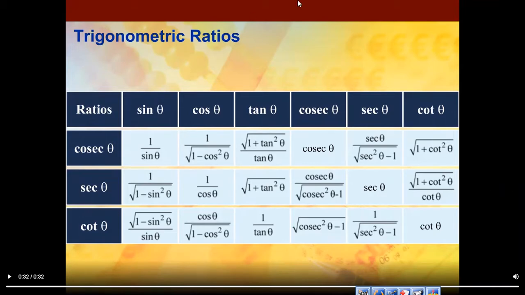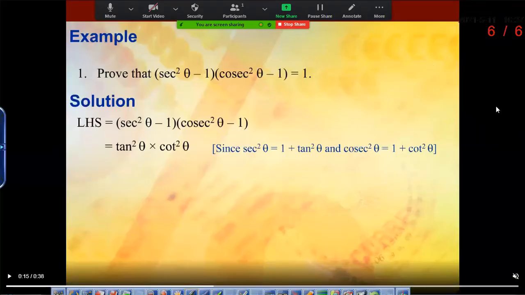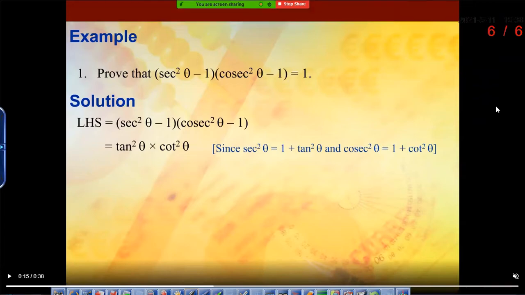Now let us prove that secant square theta minus 1 into cosecant square theta minus 1 is equal to 1. So by taking LHS, we will apply the fundamental identities we have just learned. In place of secant square theta minus 1, can I write tan square theta? And in place of cosecant square theta minus 1, can I write cot square theta?